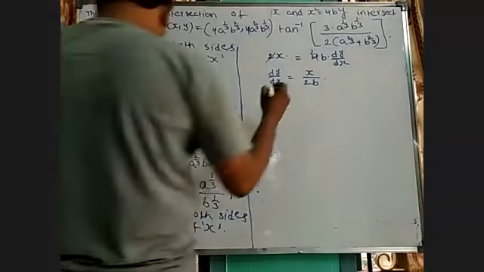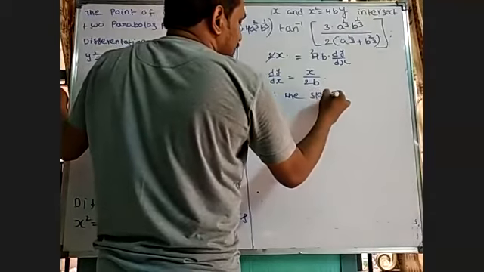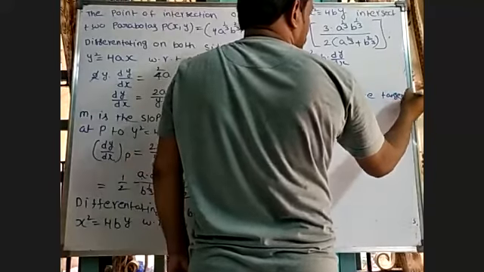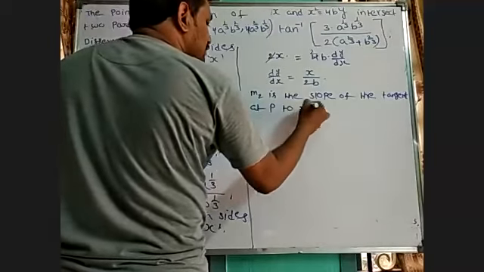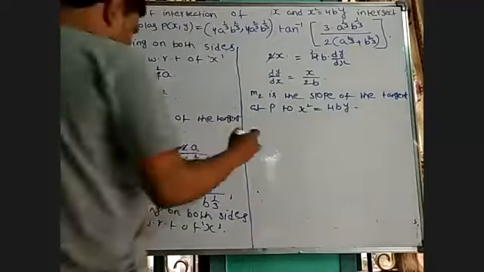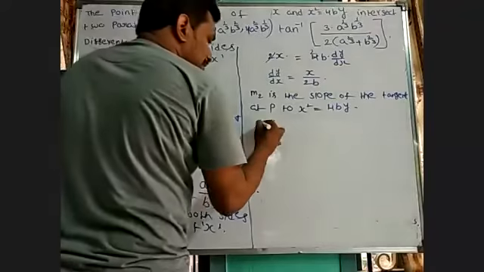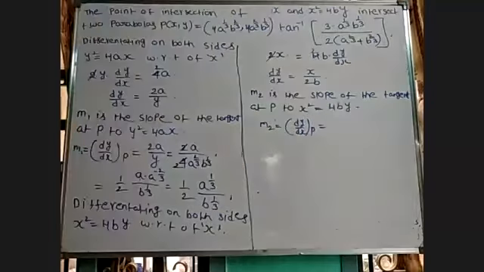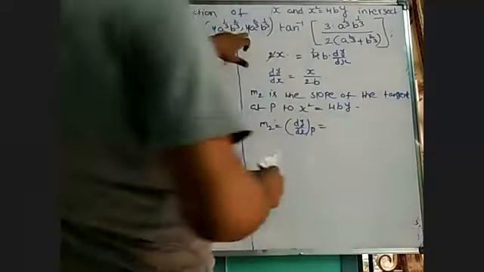Next, m2 is the slope of the tangent at p to x square equals 4by. That's why I'm writing here m2 is the slope. Before writing this value, we can write m1 also. Here m2 is equal to dy by dx at p, which is x by 2b again.